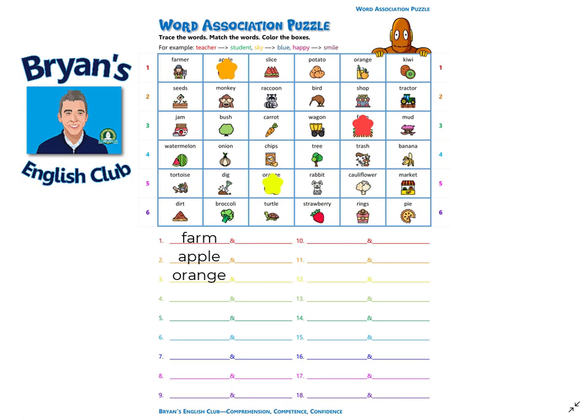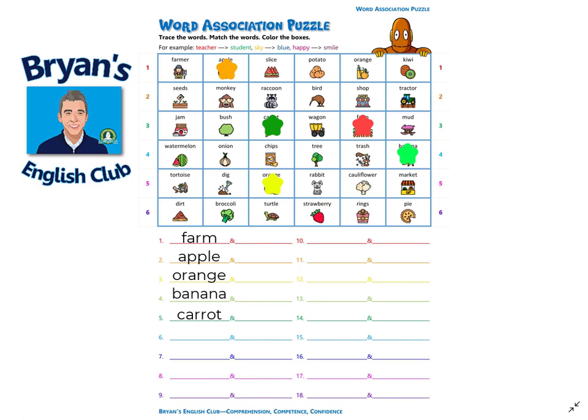Number four, banana. B-A-N-A-N-A. Color the banana picture box lime green. Number five, carrot. C-A-R-R-O-T, carrot. Color the carrot picture box green.